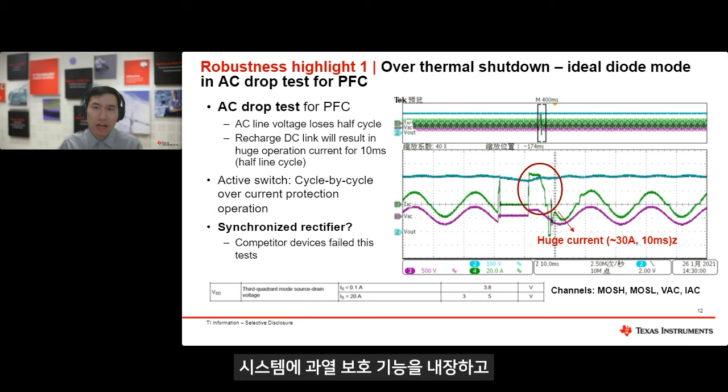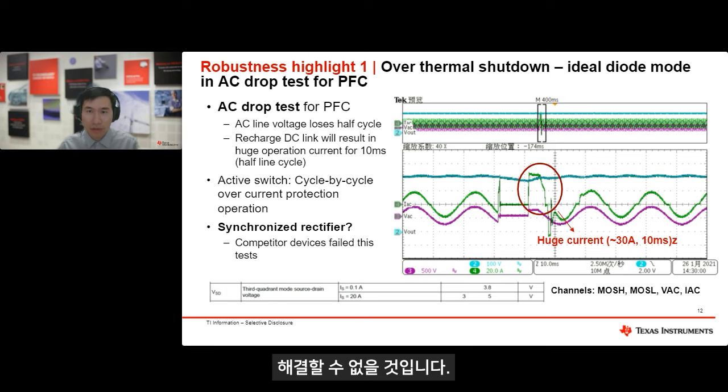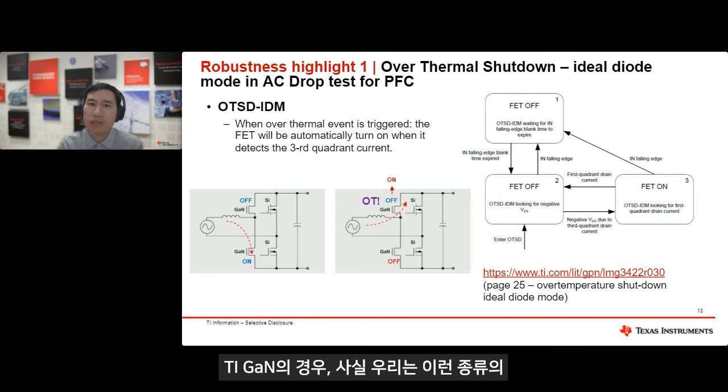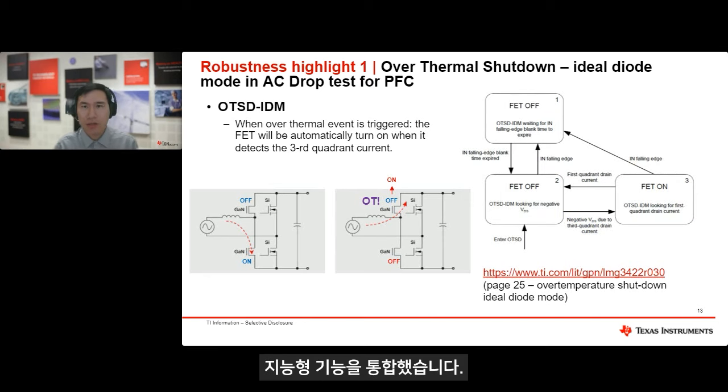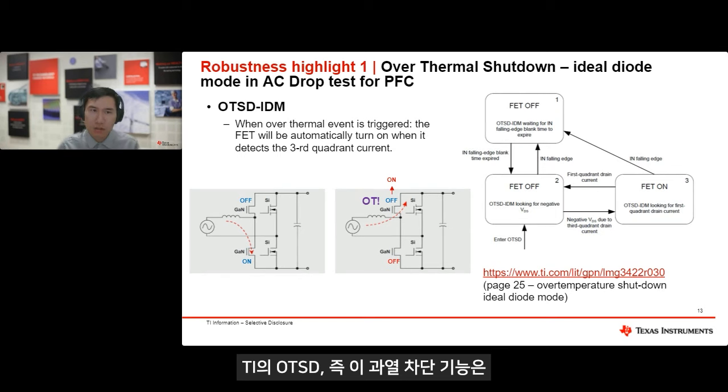Even if you have built-in over temperature protection in your system, you will not be able to solve this, because this has happened when your device is off. For our GaN, we actually integrated these kinds of intelligent features. Our OTSD, the over thermal shutdown feature, has some intelligent functions inside it.